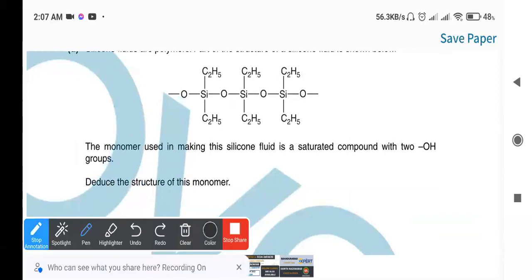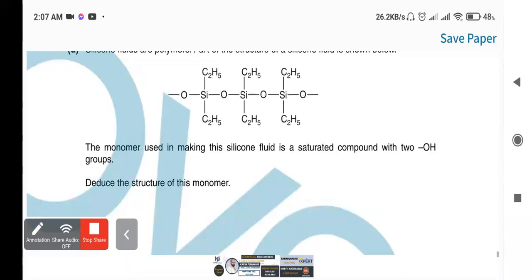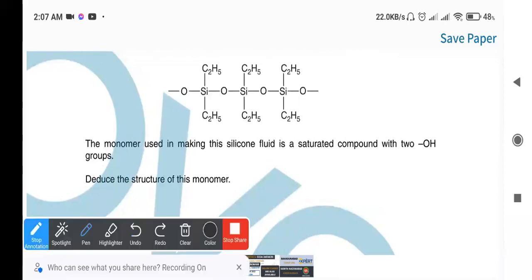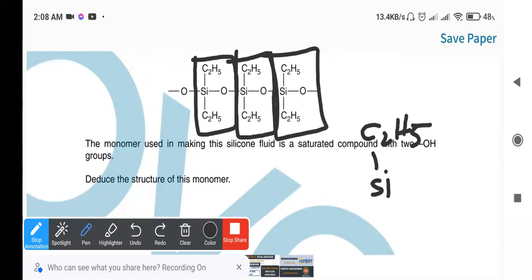So let's find the structure of this monomer. Obviously, it's not an addition polymer, it's a condensation polymer. Look what we have. Instead of carbon, we have silicon here. So imagine these silicon atoms as carbon atoms. Now draw a repeating unit. Look, this part is being repeated again and again, isn't it? So let's draw this part. So it's Si, then C2H5. It's the condensation polymer. It's C2H5. So we have O on this part and a bond on this side.